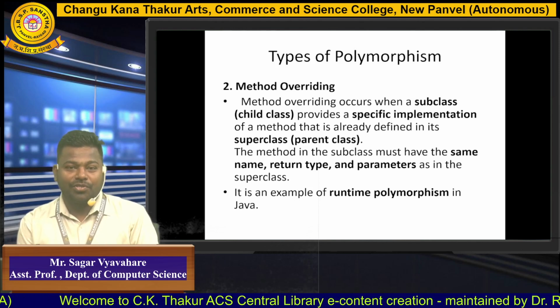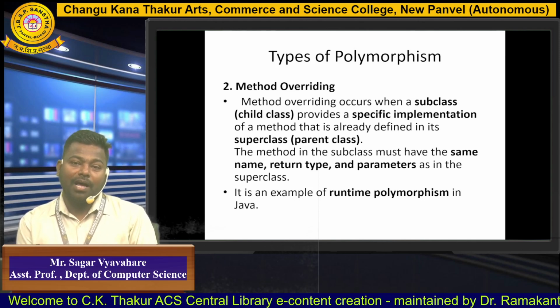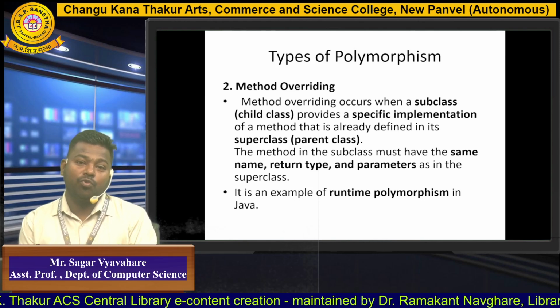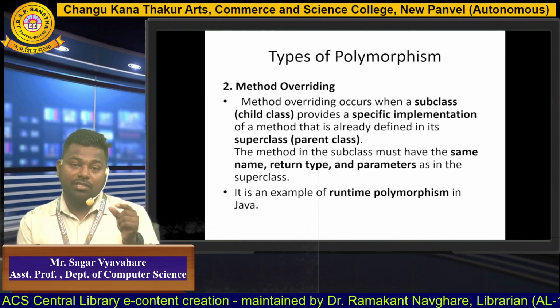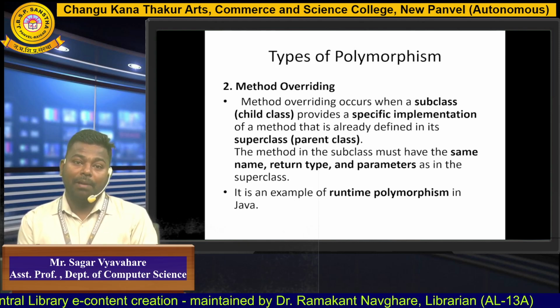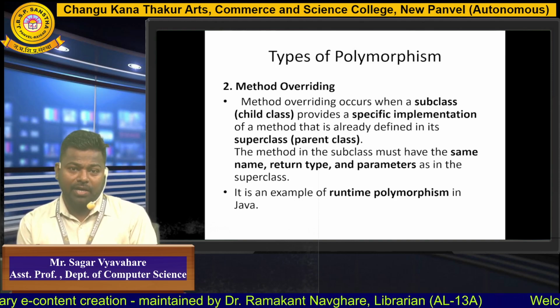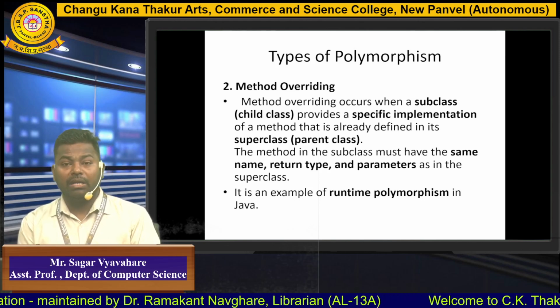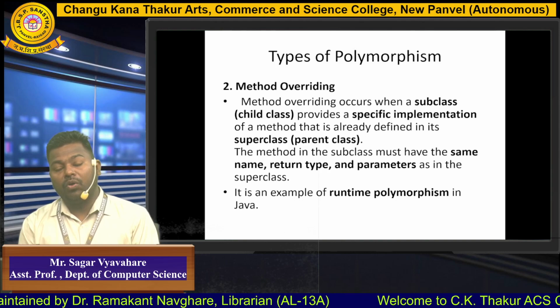Depends on the situation. Okay, so a method in a subclass must have the same name, same return type and parameters as in the superclass. This is how we implement method overriding. It is an example of runtime polymorphism. We'll see an example to get more clarity on this topic.